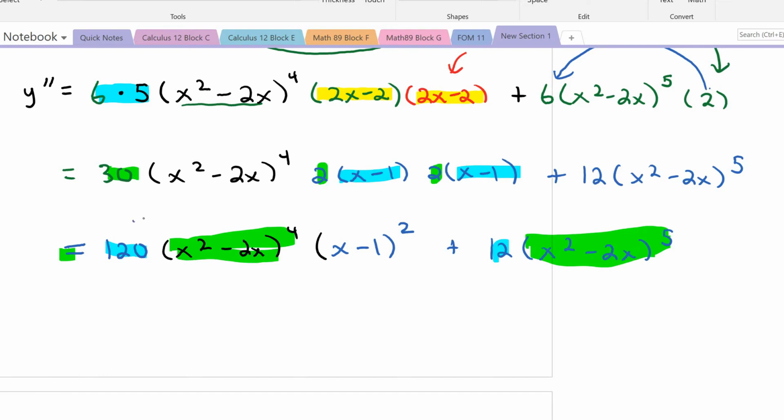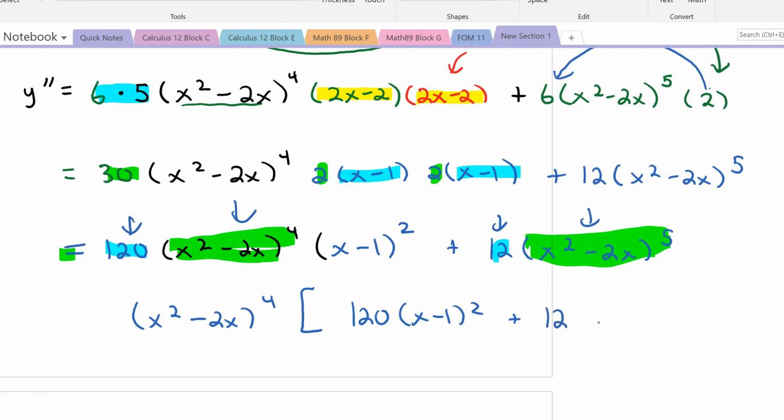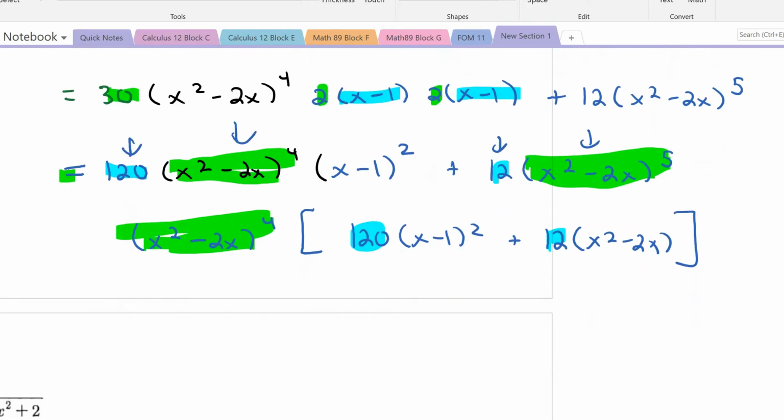I won't simplify these numbers right now, but simplifying the binomials here, you can definitely factor out an (x squared minus 2x) to the power of 4, and then what would be left would be 120 bracket (x minus 1) squared plus 12 bracket (x squared minus 2x). So here's that green part factored out. And if you want, you can continue to simplify the 120 and the 12 by taking out a common factor there, but it's just a lot of work, and I'm going to probably stop it from there. All right, let's move on to the next problems in this section.